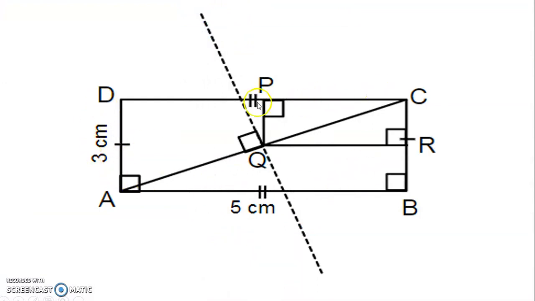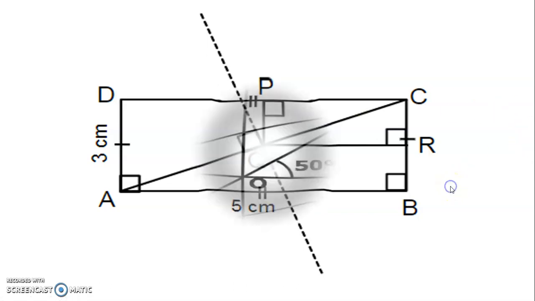First you will construct a rectangle. It's very simple, with 3 and 5 cm. And for this diagonal, draw a perpendicular bisector. At that point, mark a point, the midpoint of DC and the midpoint of CB. And join PQRC.